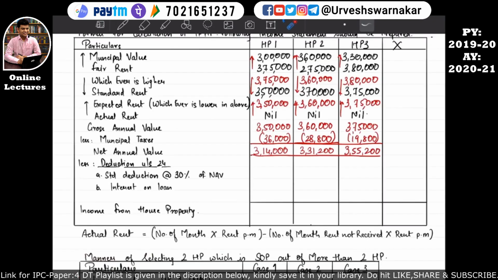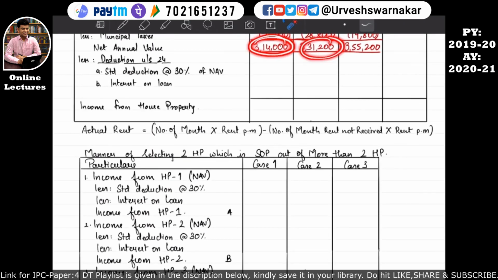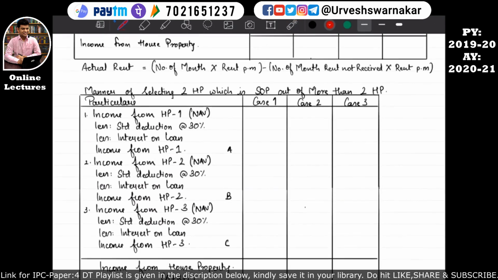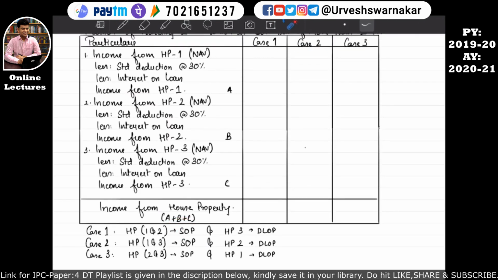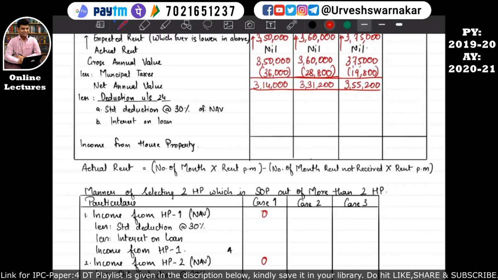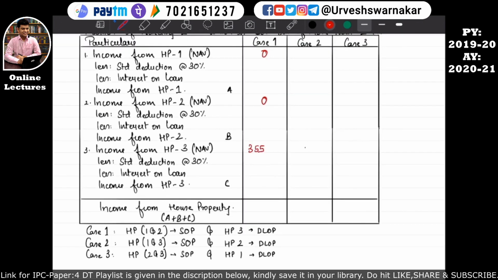So in our format book, even if we have calculated this NAV as 3,14,000, since in our case 1, house property 1 is the SOP and house property 2 is the SOP, we will feed the details over here as 0. But in place of house property 3, we will write 3,55,200. I hope this is quite clear to you all.